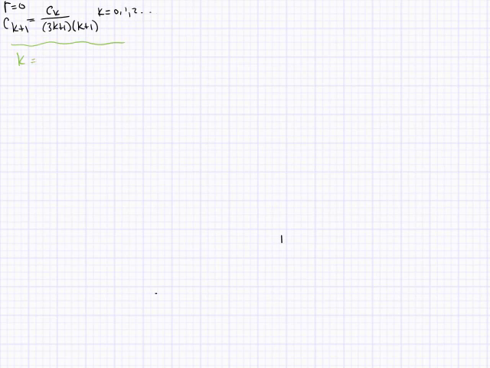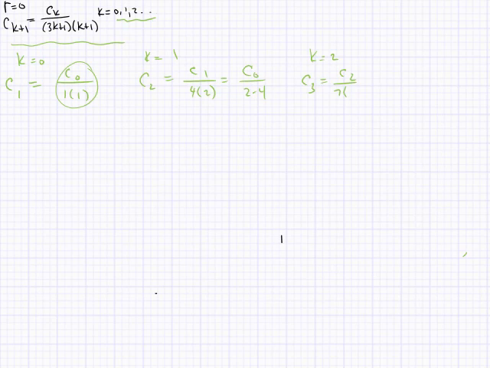And so let's go with k equals 0, because k should be 0, 1, 2, 3. We would get c sub 1 equals c sub 0 over 1 times 1. And if k equaled 1, we would get c sub 2 to be c sub 1 over, what would that be? It would be 4 times 2. But c sub 1 was this, so that would be c sub 0 over 2 times 4. And if k equaled 2, we would get c sub 3 to be c sub 2 over, what's that going to be, 7 times 3? But based off of c sub 2, that would be c sub 0 over 2 times 3 times 4 times 7.